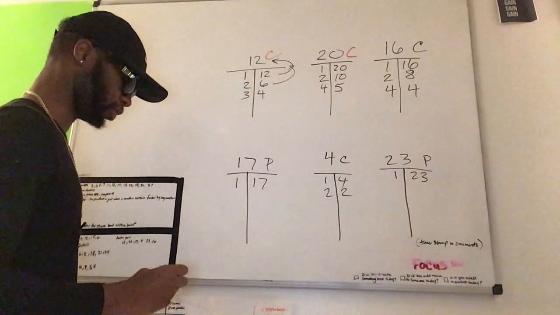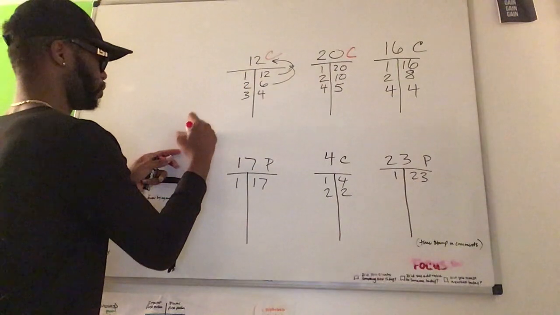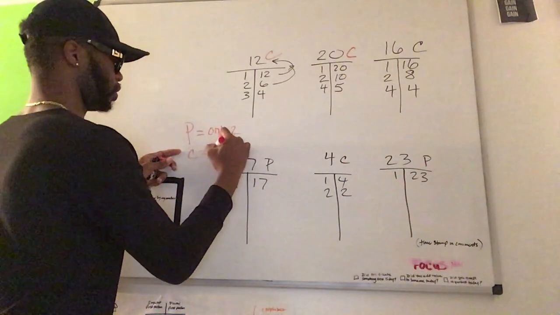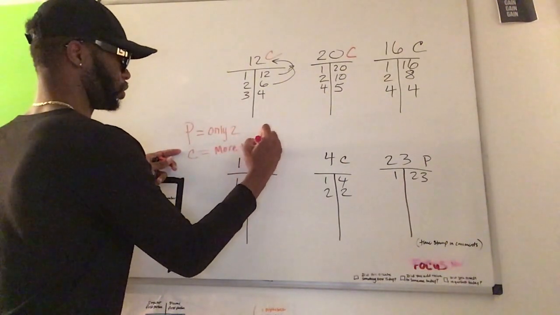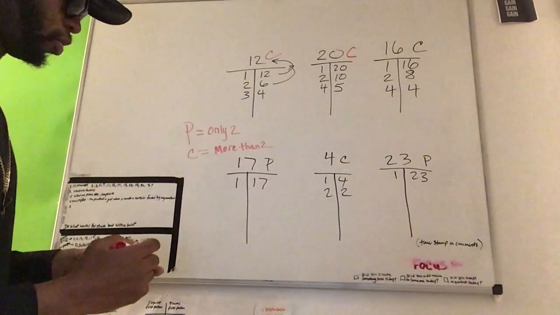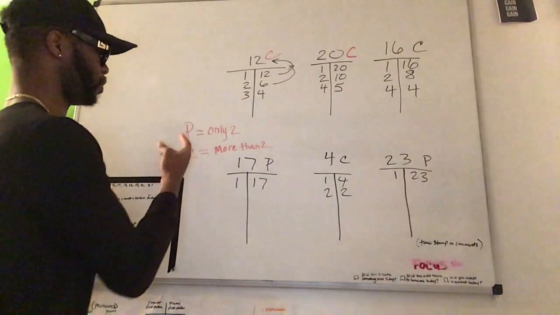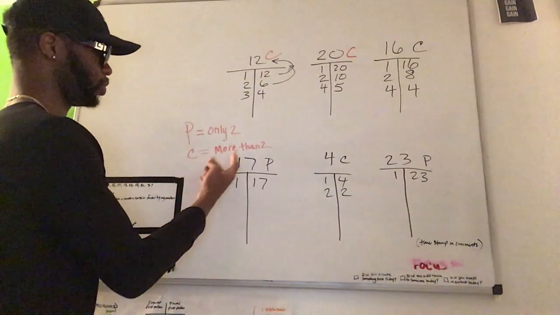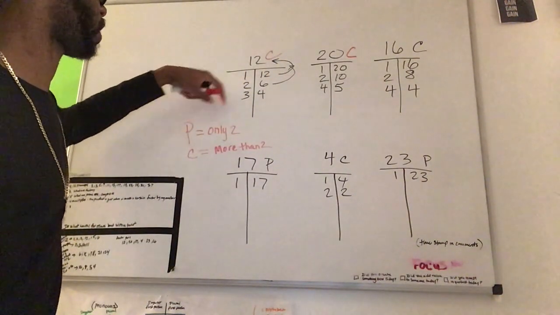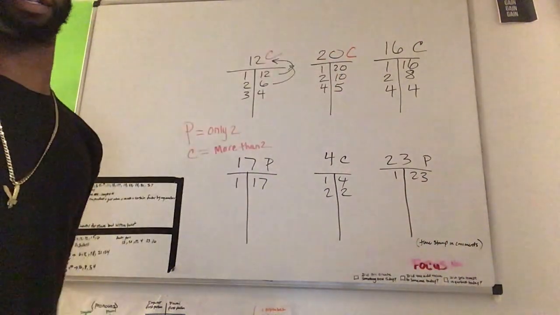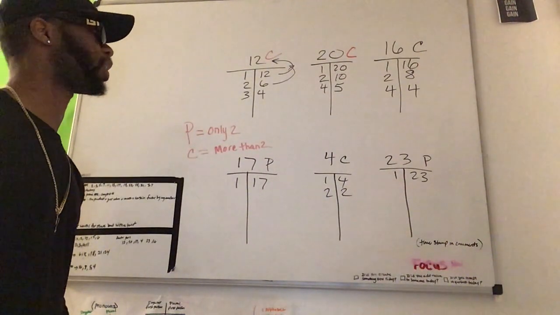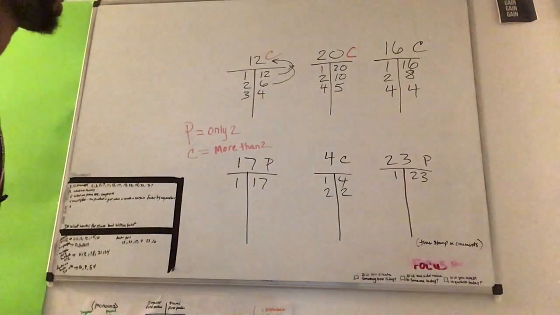Just a reminder, prime numbers equal only 2. Composites equal more than 2. You can write this little thing on your paper when you're doing your work if you need a reminder. P equals only 2 factors. C equals more than 2 factors. That way when you start to count the factors, if you see it's only 2, you know it's prime. If you see it's more than 2, you know it's a composite. Take your time to copy that. Do what you do. Pause, really look at it, and take your time to understand it.